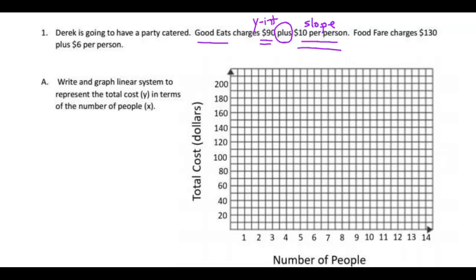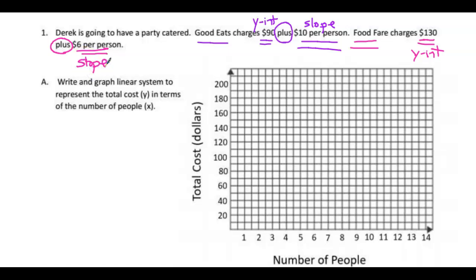Food Fare, on the other hand, charges $130 plus $6 per person. So the 130 is going to be our y-intercept, and the $6 per person is our slope.